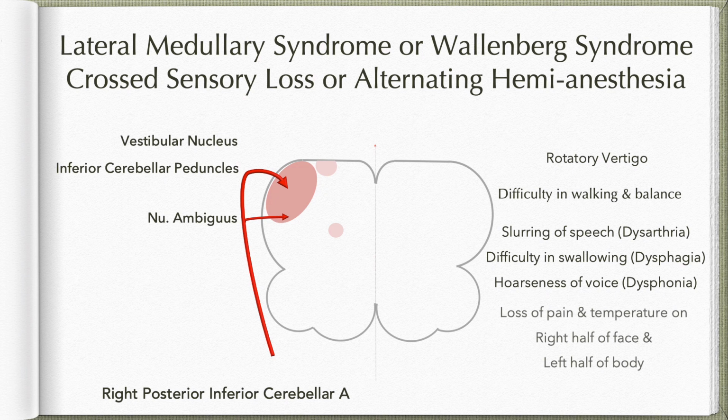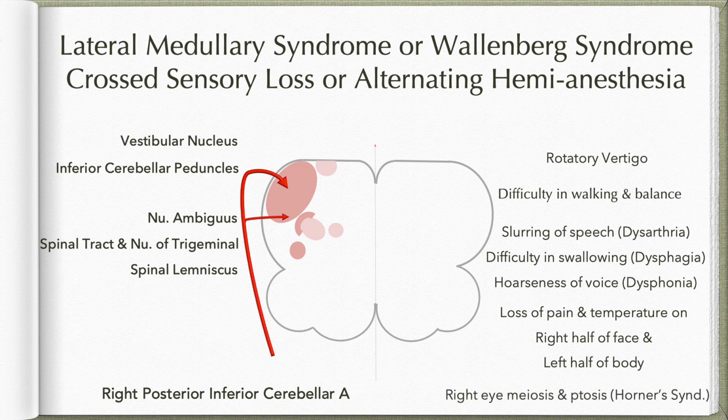And then she presented with loss of pain and temperature on the right half of the face. Now that is because of the involvement of the right-sided spinal tract and nucleus of the trigeminal, and left half of the body. That is because of the right-sided spinal lemniscus, which is carrying the pain and temperature sensation from the left half of the body.